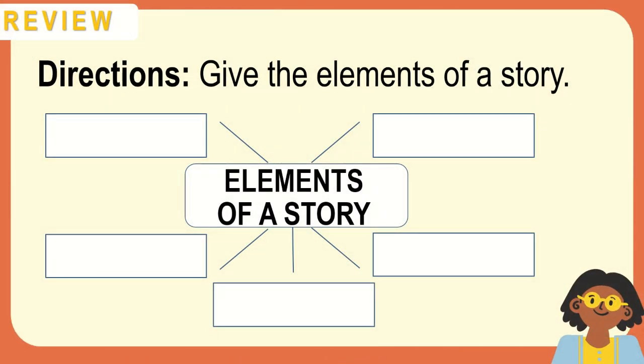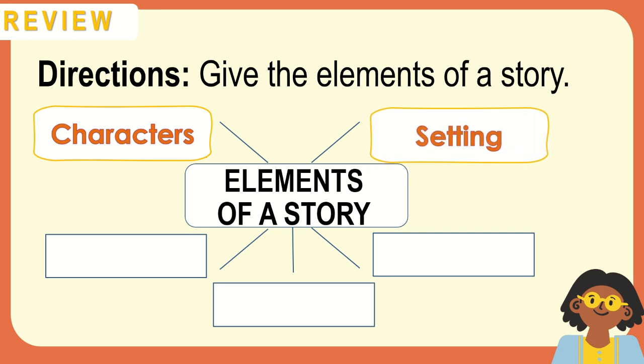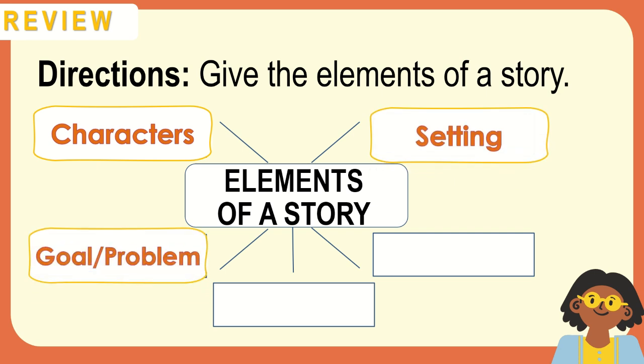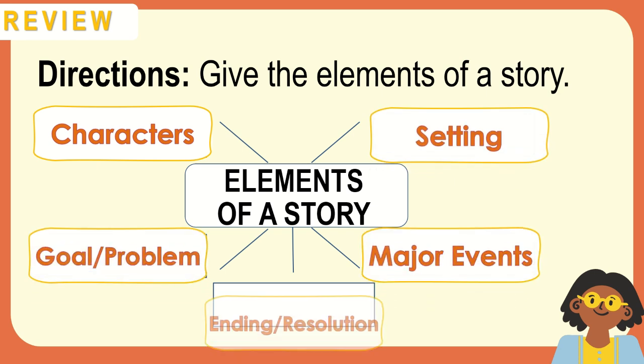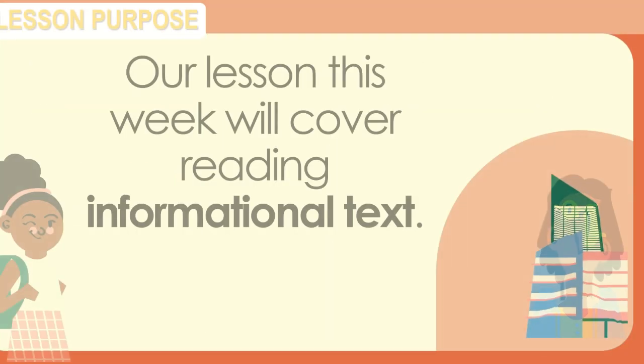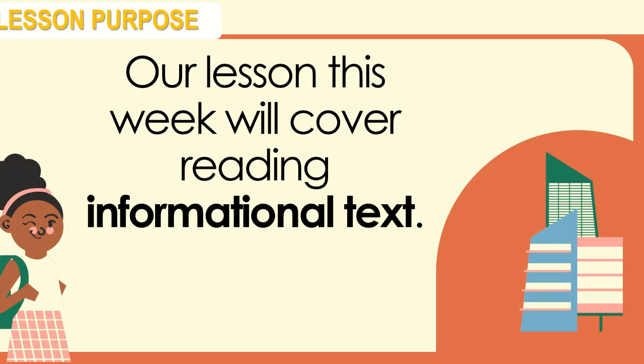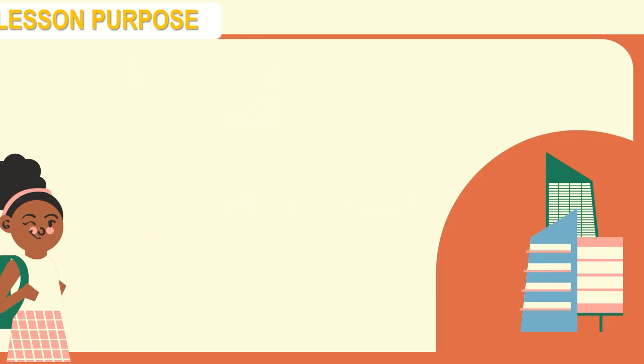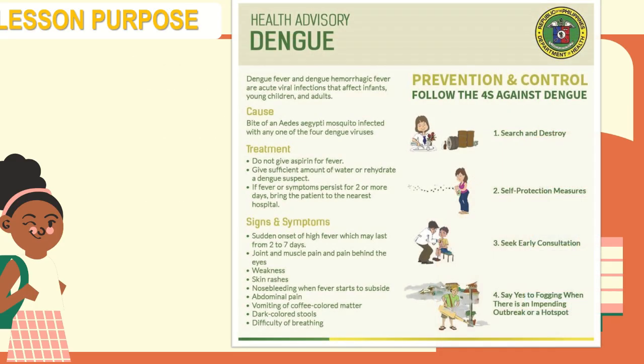For the short review, give the elements of a story. The elements of a story are characters, setting, goal or problem, major events, and ending or resolution. For our lesson purpose, our lesson this week will cover reading informational text. Here is a sample of an informational text.